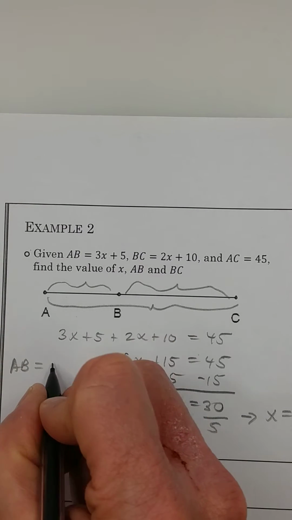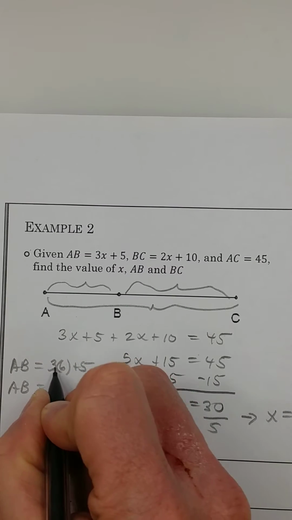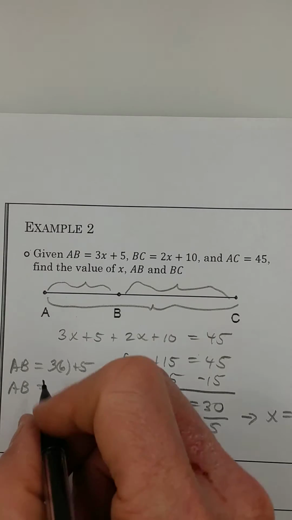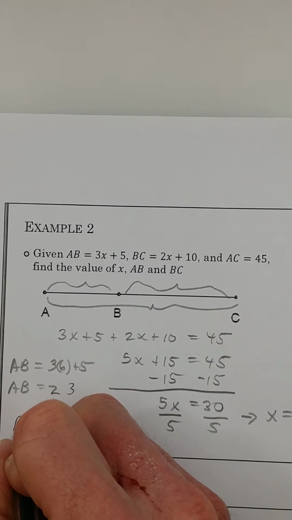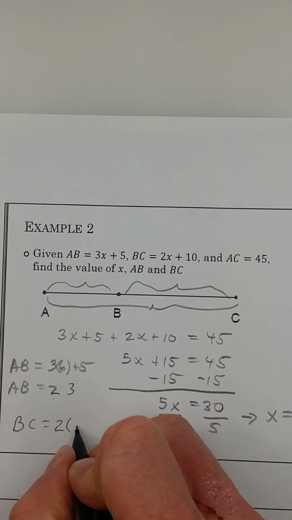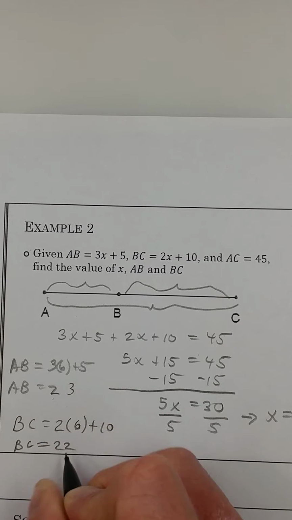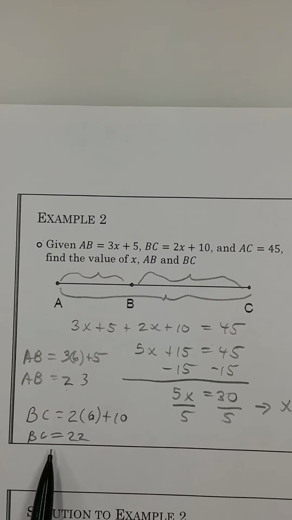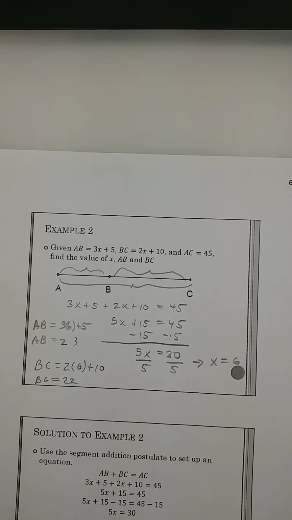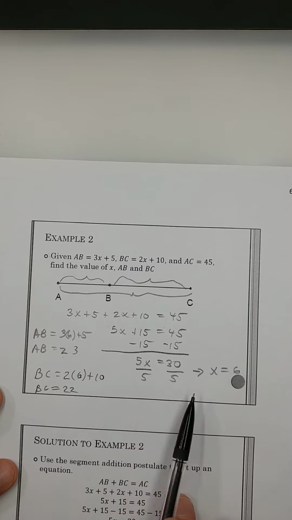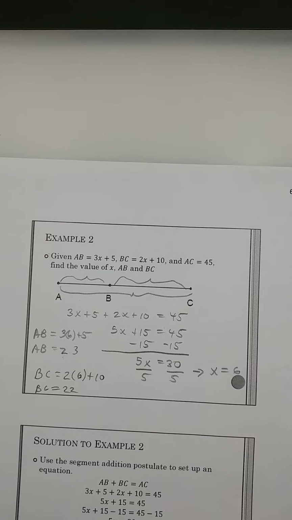So AB will be 3 times 6 plus 5, which is 18 plus 5, or 23. And then BC should turn out to be 22. It is 2 times 6 plus 10, because the two have to add up to 45, which they do. So your answers are 23, 22, and x is equal to 6. Just realized I was off the paper, so again, I'll give you a chance to write that down. X is equal to 6, and then BC is equal to 22.